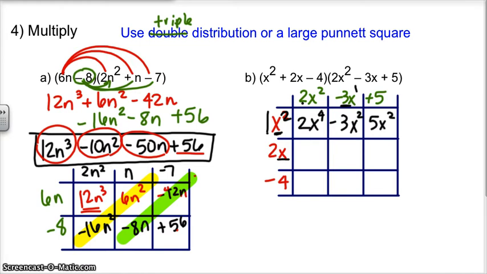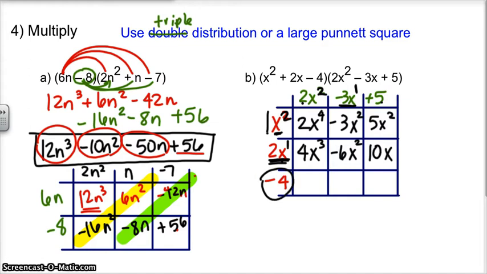All right, I'm down here with the 2x. 2x times 2x squared is 4x, 1, 2, 3. 2x times negative 3x is negative 6x. Notice 1 there, 1 there. There's 2. 2x plus 5, 2x times 5 is 10x.